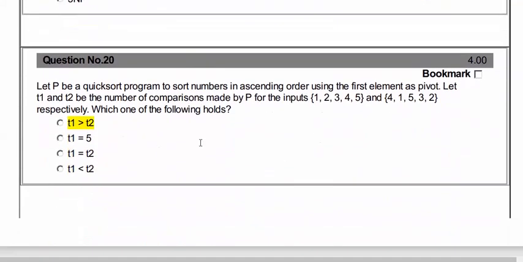Question number 20. Let P be a quicksort algorithm to sort numbers in ascending order using the first element as pivot. Let T1 and T2 be the numbers of comparisons made by P for inputs 1, 2, 3, 4, 5 and 4, 1, 5, 3, 2 respectively. Which one of the following holds? Option A is right. T1 is greater than T2.